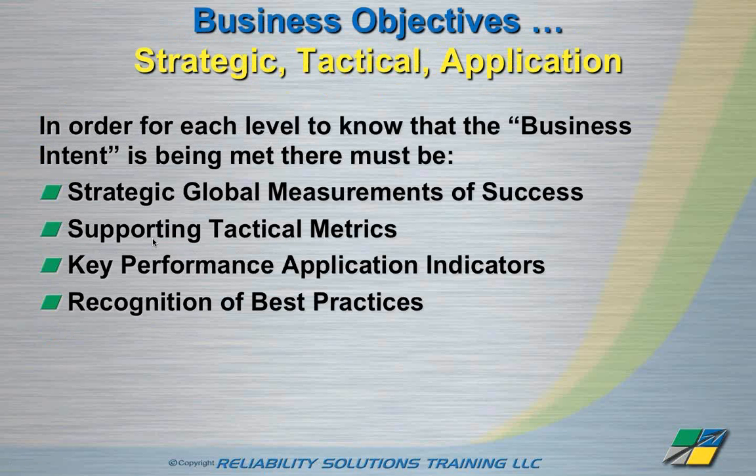So for each level, we need to know where the business intent is and tie it. So you have strategic global measurements of success. Those are the high-level, plant-level, overall reliability type metrics. Then you have the tactics, which allow us to determine what needs to be done and where. And then the application indicators are down at the application level.